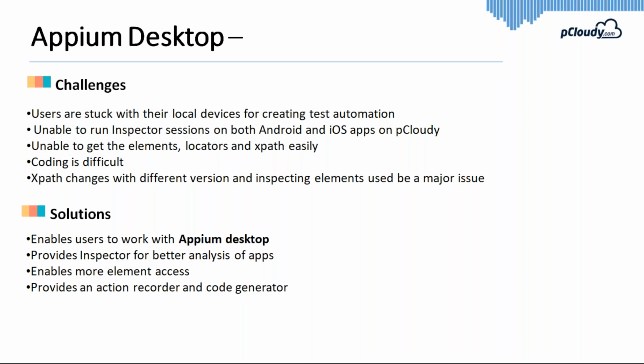There is more element access. You'll be enabled to more element access, and the Appium Desktop will also provide you the action recorder and code generator. So even if you don't have a lot of hands-on coding experience, you can always use the recorder from the Appium Desktop, record the test case, and then use that in your code to trigger or run it on devices at pCloudy, right?